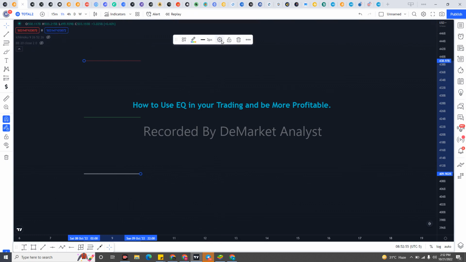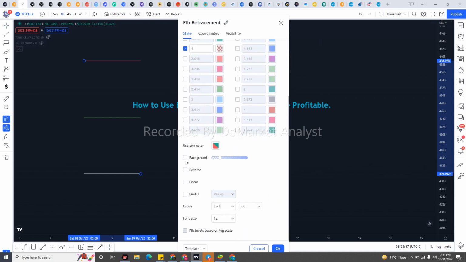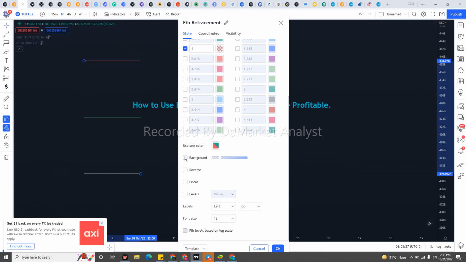Click on the settings. I've unchecked all the other parts of the Fibonacci tool, and I only checked 0, 1 and 0.5. You can do so on your end too. Also, I've unchecked the background, but you can add it back. If you show it back, you have something like this. The middle of this is 50%. You can use it like that, but I just like it like this, so that I can easily see it during this video. I will hide the background, so let's just use it like that.